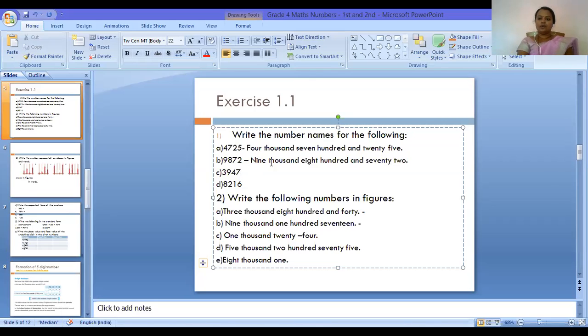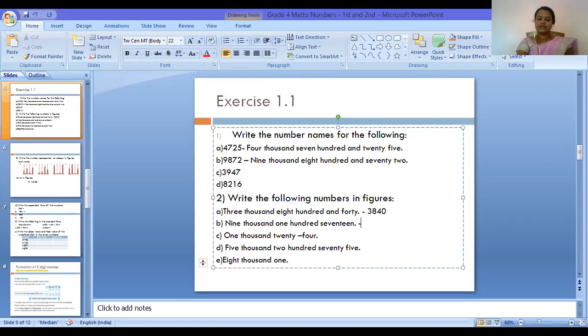Similarly, try question number C, 3947, and D, 8216, as a drill for yourself. Moving ahead, let us write the following numbers in figures. That is 3840. So 3 is in the thousands place, 8 in the hundreds place, 4 in the tens place, and nothing is in the units place, so it is 0.